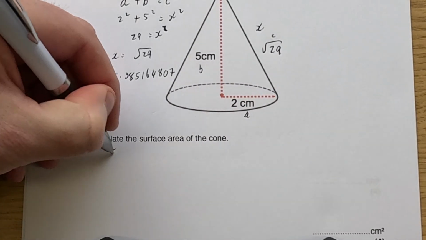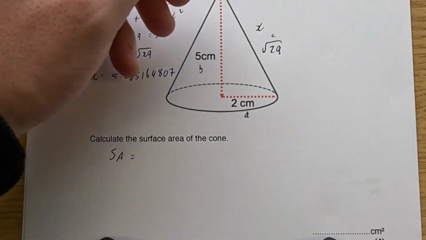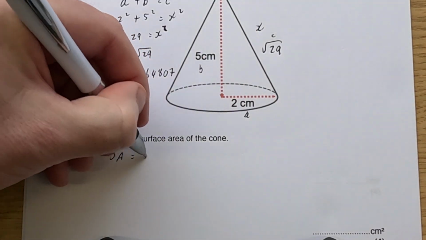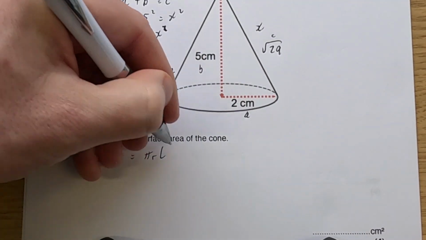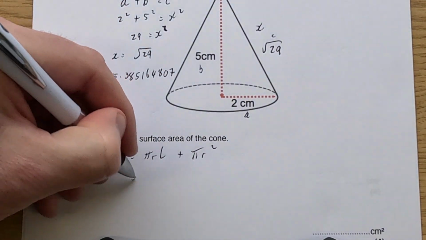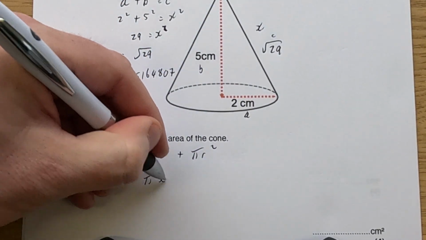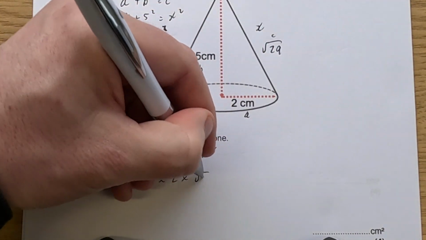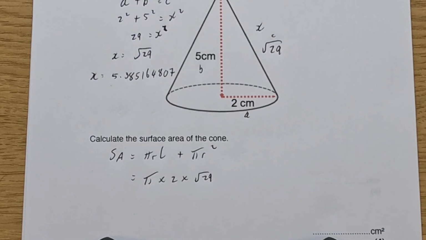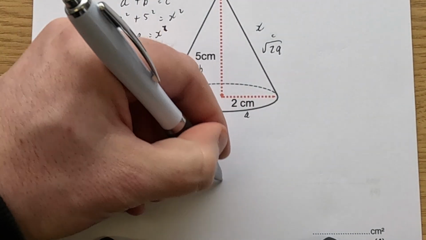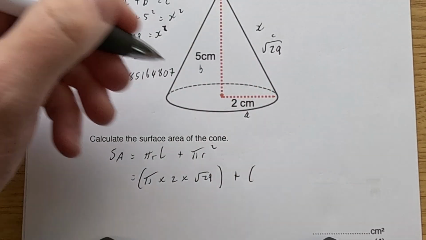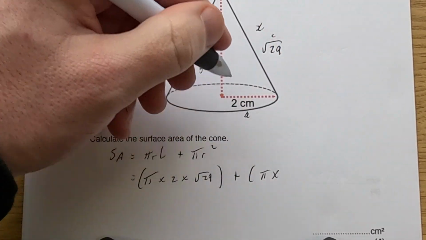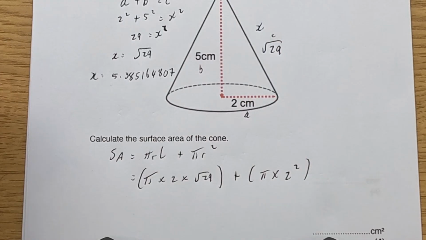Okay, and if we go down, we're now asked to calculate the surface area of the cone. So the surface area is equal to the area of the top part of the cone, which is pi r l, plus pi r squared. So pi r l would be pi times the radius of the base, which is 2, times the slant height, which is the square root of 29, or you could use your 5.385 and so on, but just make sure you don't round it. So that's the area of the top part, plus the area of the base, which is pi times the radius, which is 2 squared. And then close brackets.